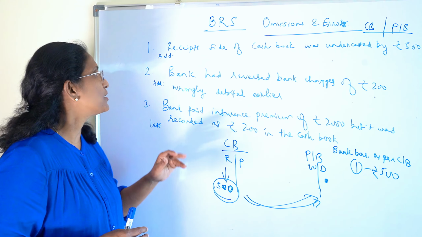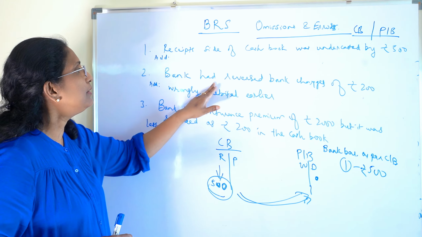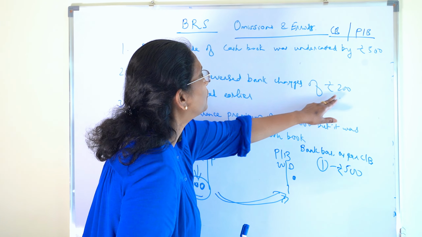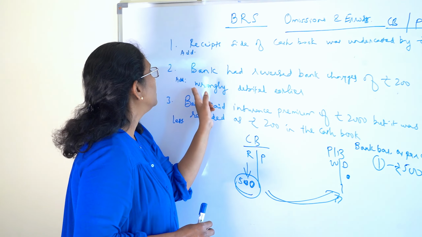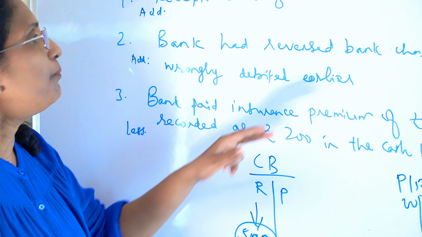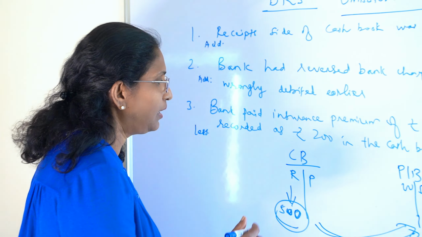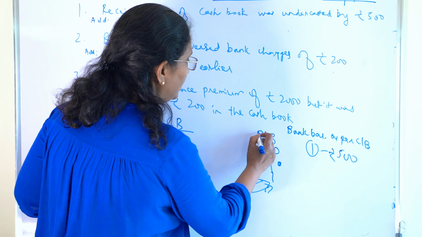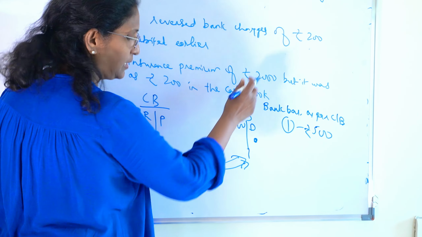Second, now again remember these are things being done wrong in both the books. Second, bank had reversed bank charges of 200 wrongly debited earlier. So bank had reversed. What is the bank doing now? Let's see here what the bank is doing. Passbook is there. In the transaction, what is it doing?